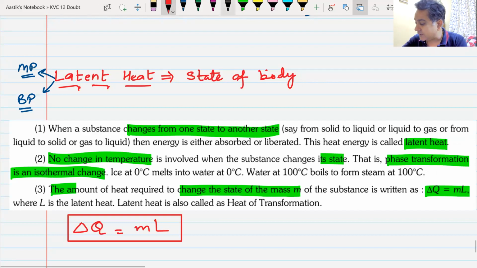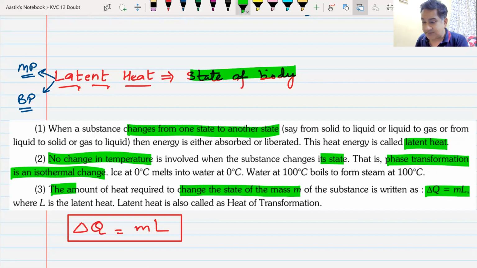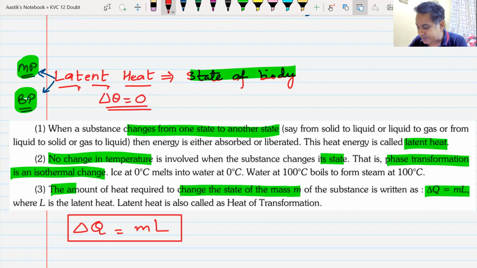Point number one, I've written it already here. It changes the state. Point number two, there are two types of latent heat. It does not change the temperature, no change in temperature. So you can write delta theta is equal to 0. That's it, no change in temperature. Isothermal process. And then you need to note down this formula. That's it. Nothing else.